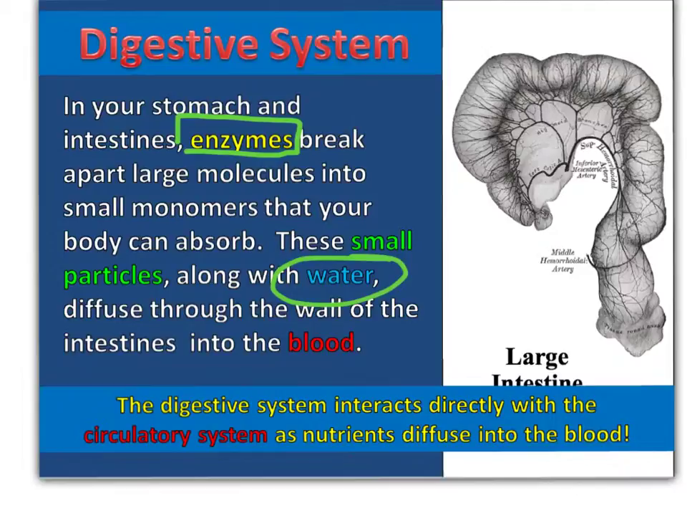Okay. First gray box in the back asks you, food and water traveling to the blood shows the digestive system interacting with what system? That is your circulatory system. It interacts directly with the circulatory system as those nutrients diffuse into the blood.